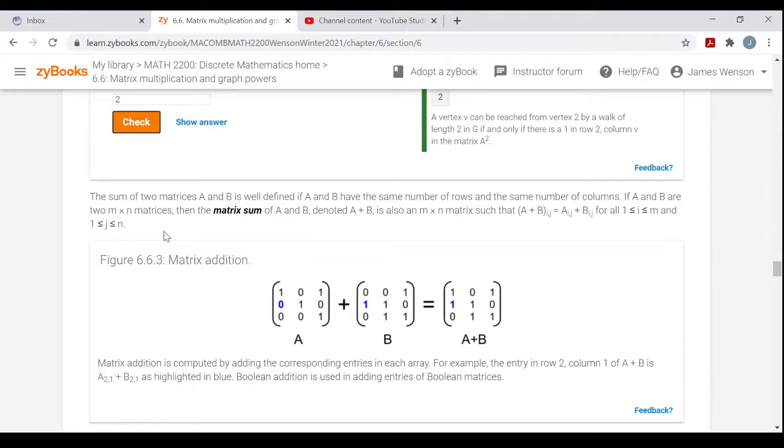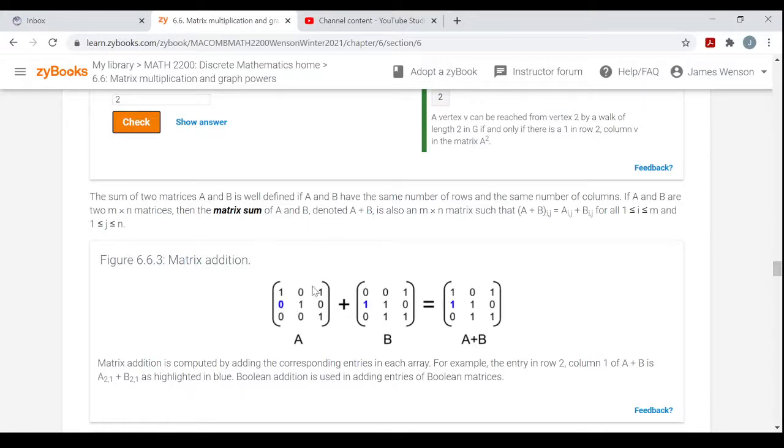To add 2 matrices, to find the matrix sum, A plus B, well, first of all, the matrices have to have the same size. All right, they have to have the same size. Both of them need to be M by N. And if they have the same size, then their sum is simple. It's going to be the same size again, and you just add all the corresponding entries.